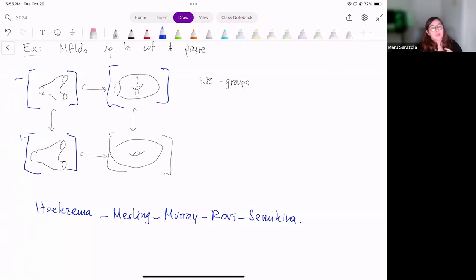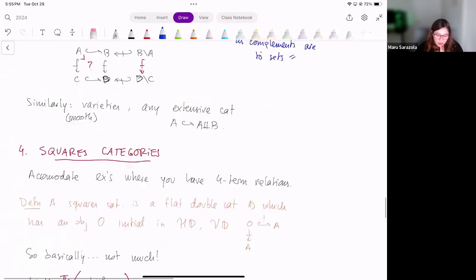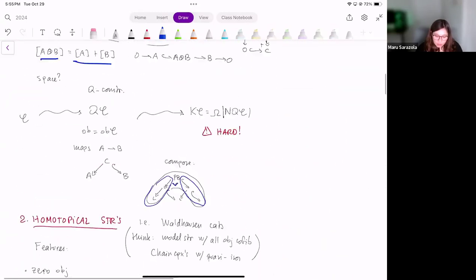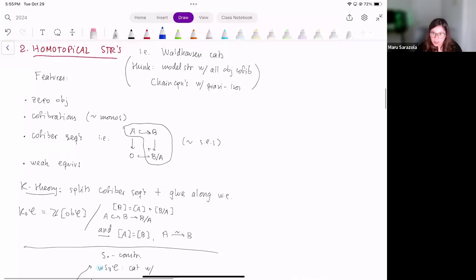That's a great question. Yes. Okay, so here's the results that we do have. Whenever you have any of these homotopical structures that I was talking about before, whenever you have a Waldhausen category, you can always construct a squares category with it, and they give you the same K-theory.